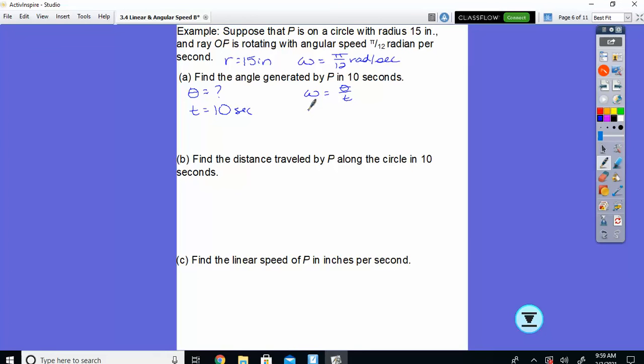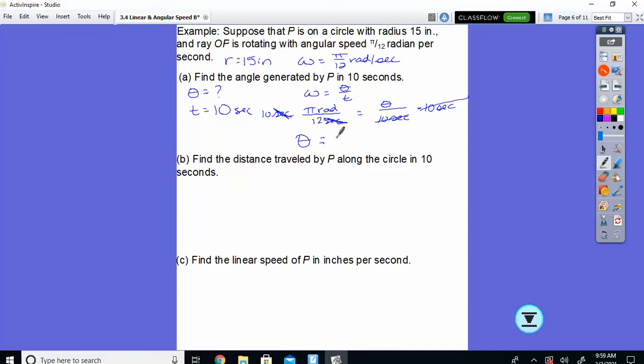Some people like to keep their units as they're writing the problem. Some people do not, so it's completely up to you. Omega is pi radians in 12 seconds equals theta over T is 10 seconds. So if I multiply that 10 seconds over, it cancels. The benefit to writing your units in the problem is you see my final answer is in radians.